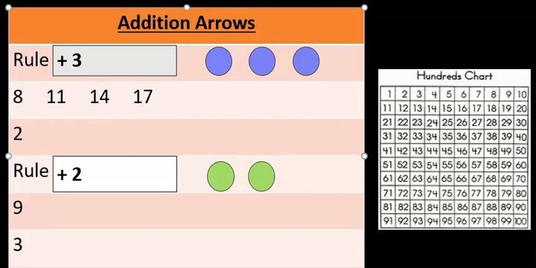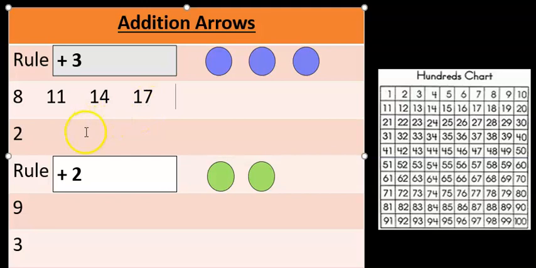Now let's look here at our number chart, this hundreds chart. What number do we have to look at now? We finished 8 and we finished 11. So what number do we have to look for now? 14, right there. Now let's find 14 on our chart there. You see that 14? Now, how many do we have to count forward? How many? What does our rule say? Plus 3. So watch Mr. Begay. Let's count. 1, 2, 3. Look at that. We landed right on 17. So 17 is our next answer here.